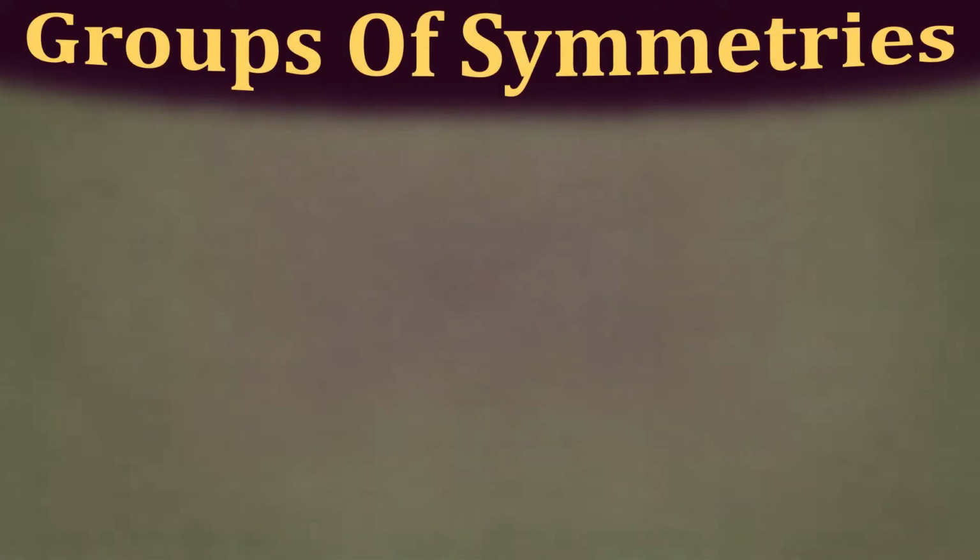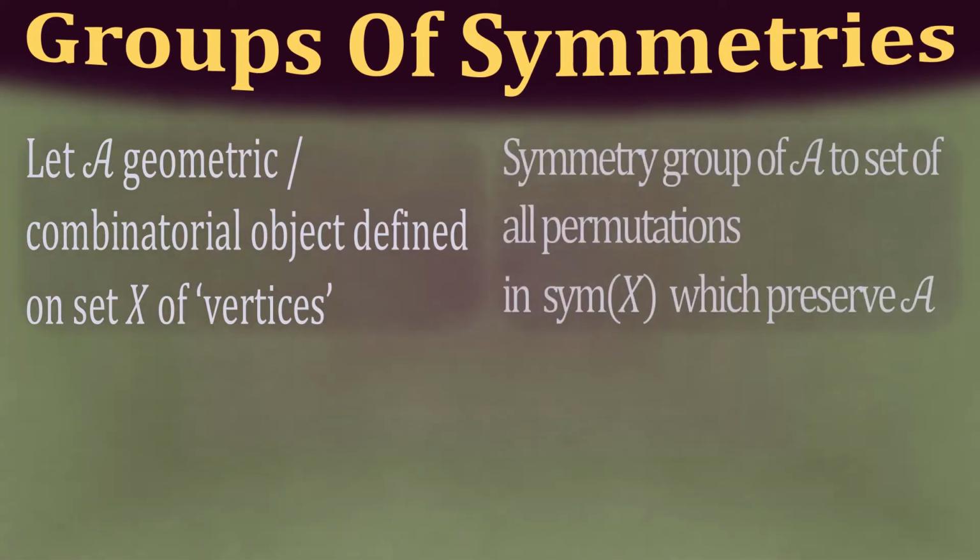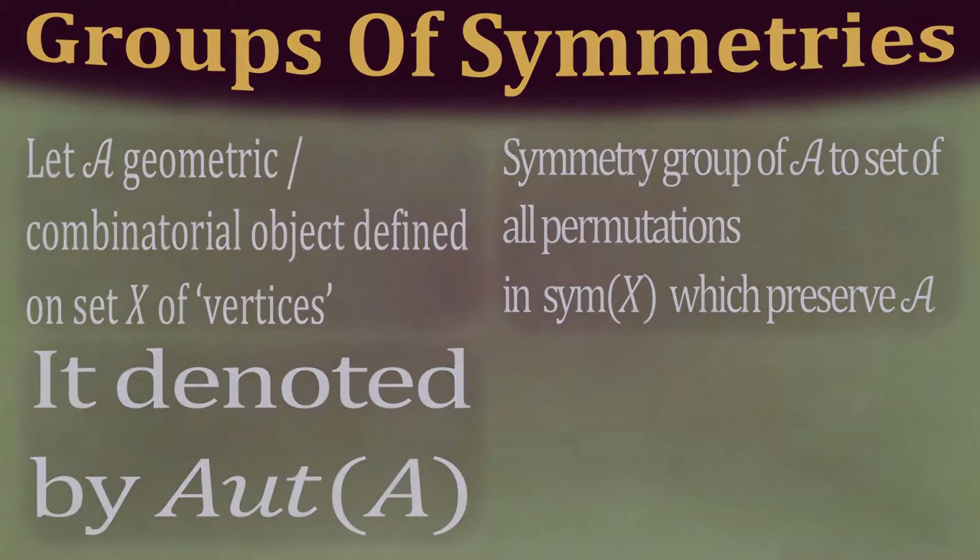Next, let's discuss the groups of symmetries, which shouldn't be confused with the symmetric group on a set. Let A be some geometric or combinatorial object defined on a set X of vertices. Informally, we define the symmetry group of A, also called the automorphism group of A, to be the set of all permutations in the symmetric group of X which preserve A. It is denoted by Aut(A). Let's give an example of a group of symmetries.